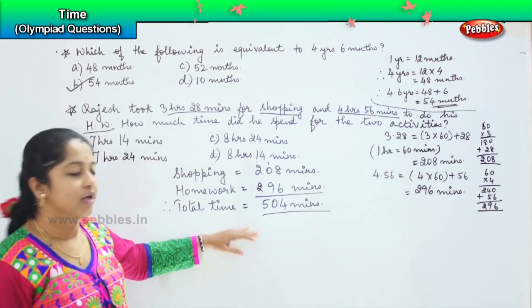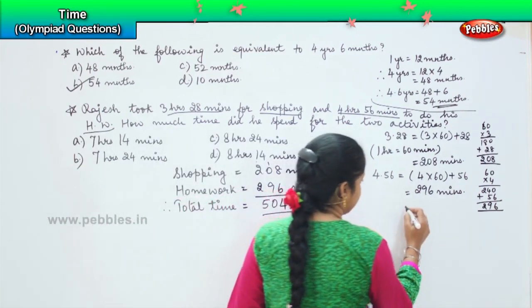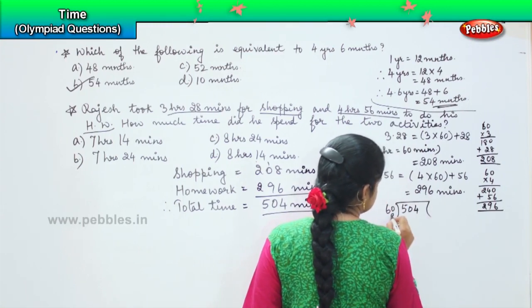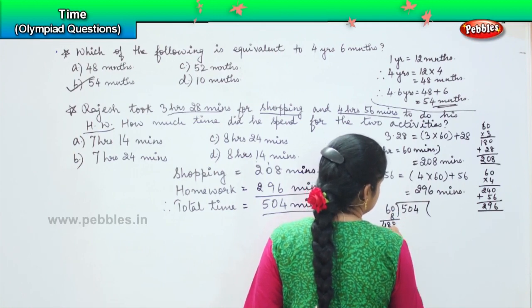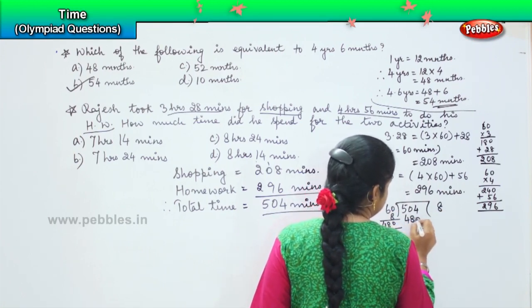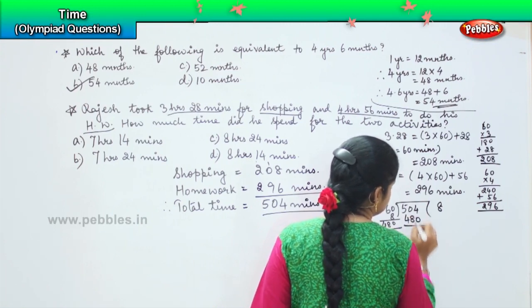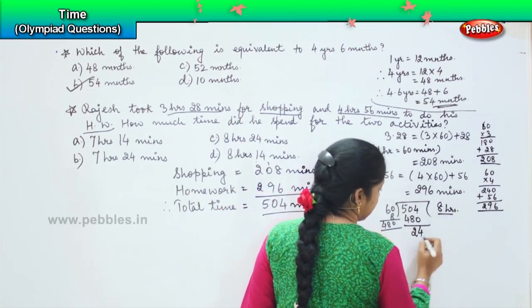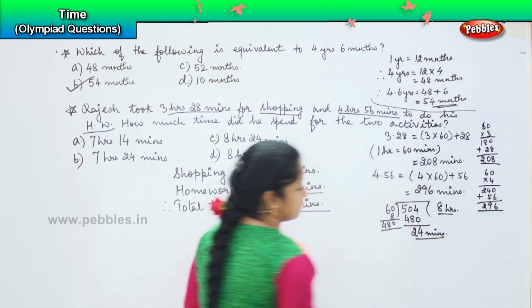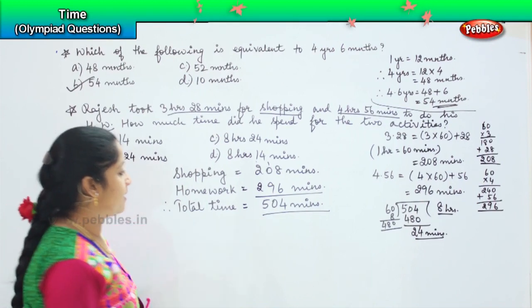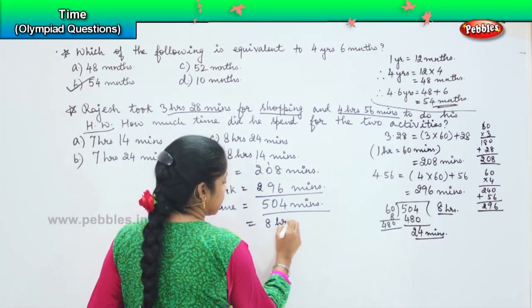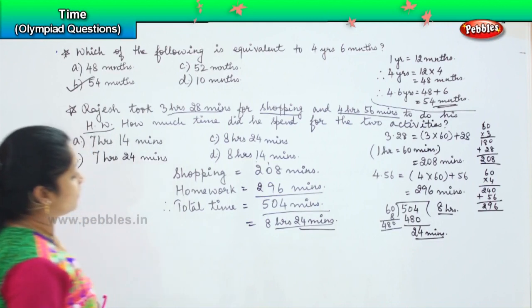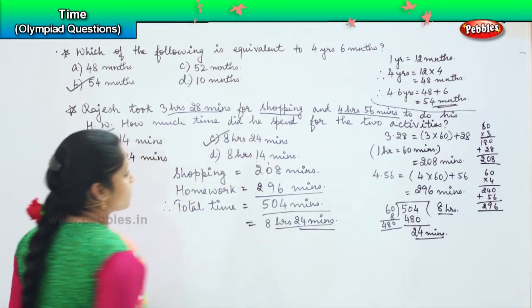Now, we need to convert it into hours and minutes. Okay. So, now we will divide this 504 by 60. Okay, so you know that 6 into 8 is how much? 48, right? So, 480, and 504 minus 480 is 24. So, which means that 8 hours and 24 minutes. Okay, so 504 minutes can be written as 8 hours and 24 minutes. Where can you find this option? Option C. So, option C is my right answer.